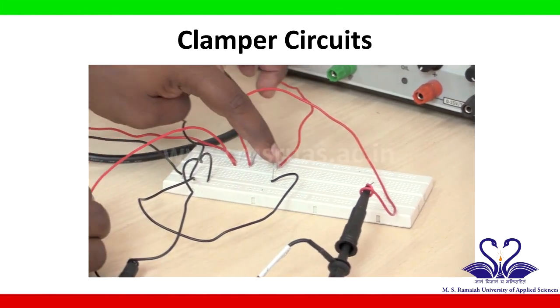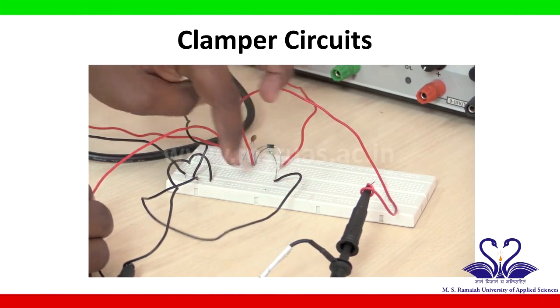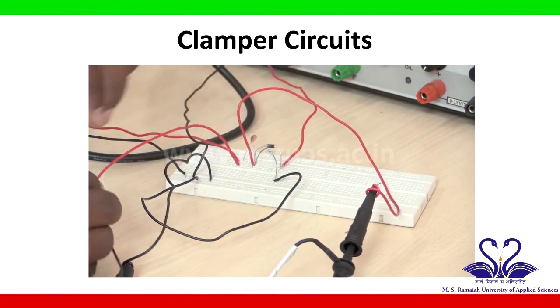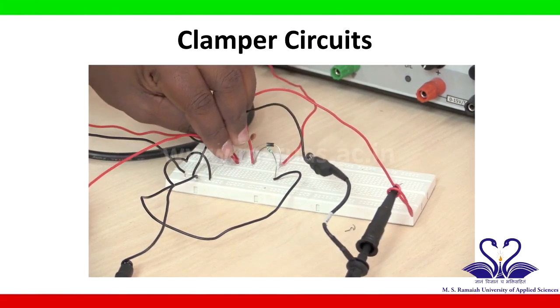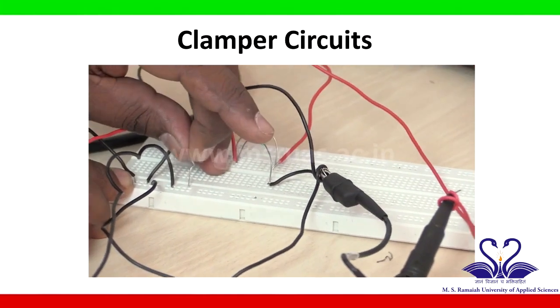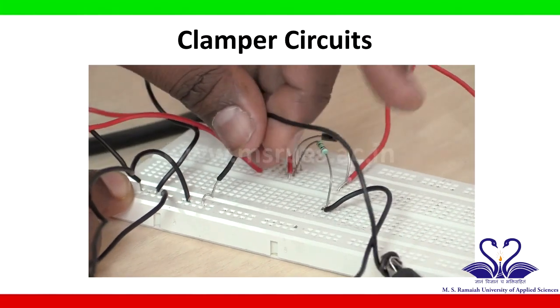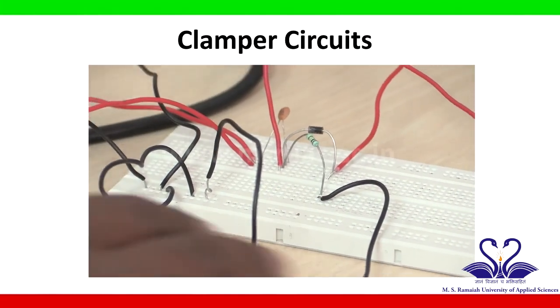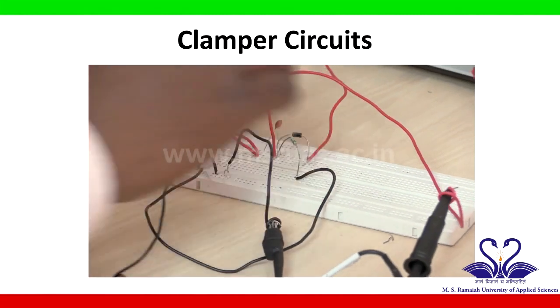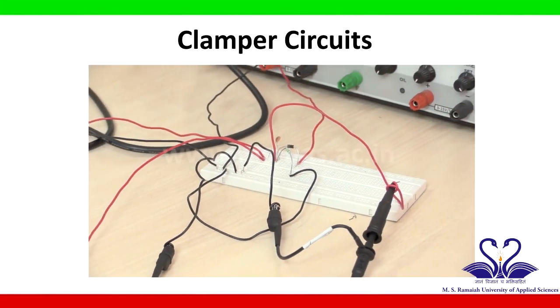So the other end of the resistor which is going to ground is this point. This complete row is a ground line. I will connect this to ground. Now we have done the complete connection for a positive clamping circuit.